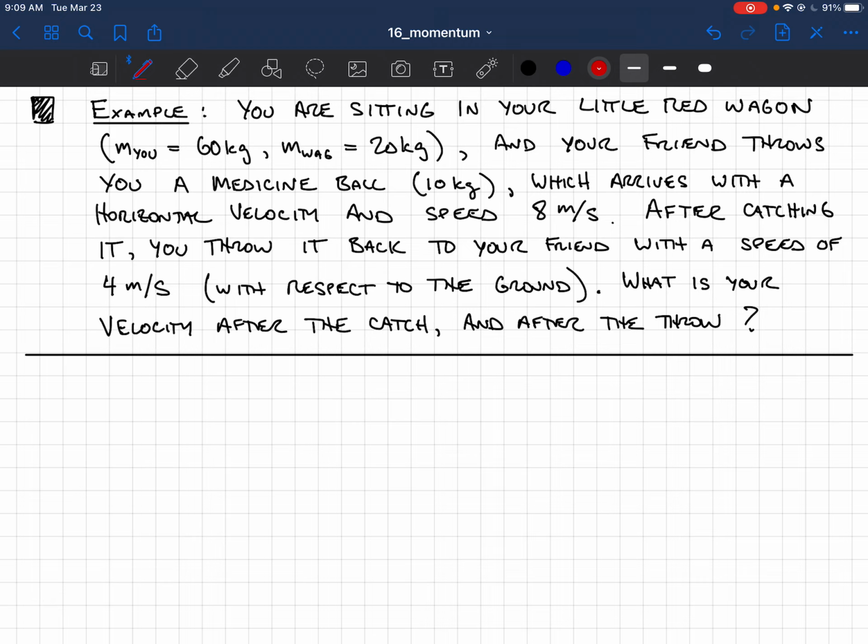Okay, here's our first example. So you're sitting in your little red wagon, and your friend throws you a medicine ball, which is heavy, 10 kilograms, and that medicine ball arrives with a horizontal velocity with a speed of 8 meters per second. You catch the ball and you throw it back to your friend with a certain speed, and the question is, what is your velocity in the wagon, both after the catch and after the throw?